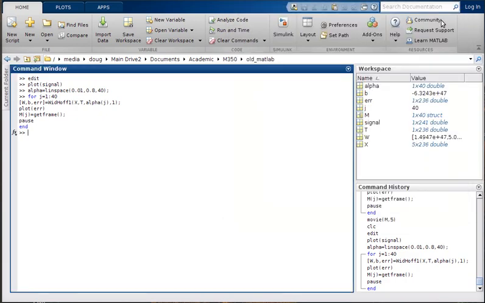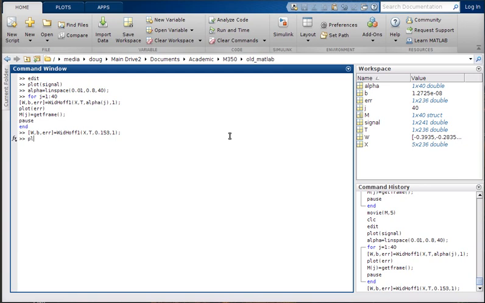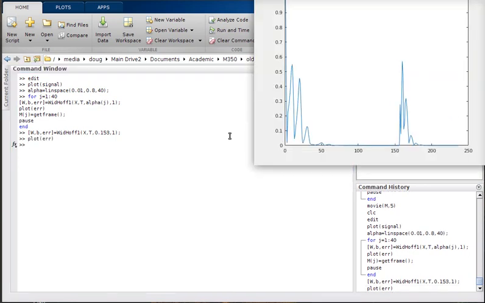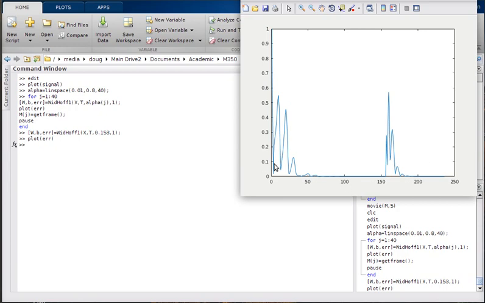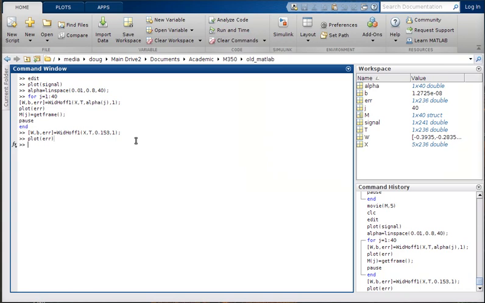Number one is that if you find a good alpha, let me go ahead and redo this now with a nice alpha. And the nice alpha that I found was 0.153 approximately. Okay, and now if I plot the error, I get a reasonable plot. Good. And that looks nice. And it looks like the error is just about 0. So let me check that.